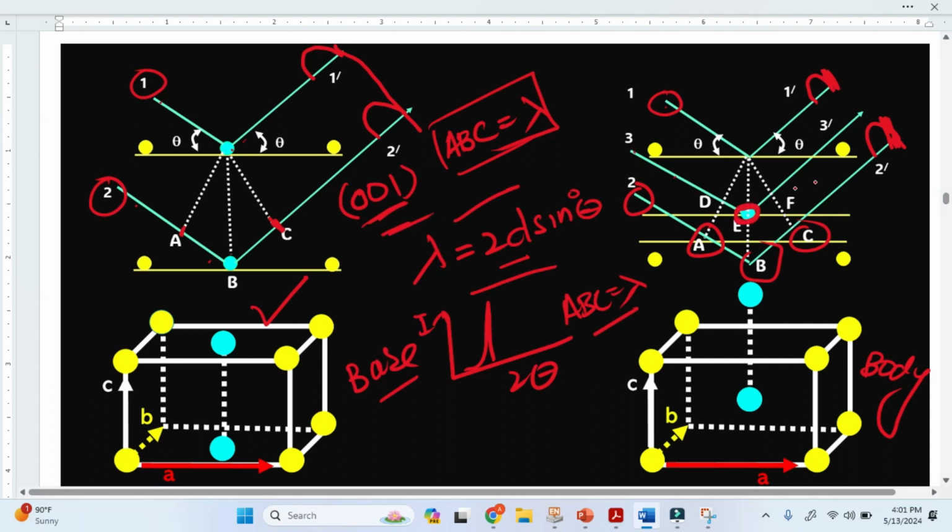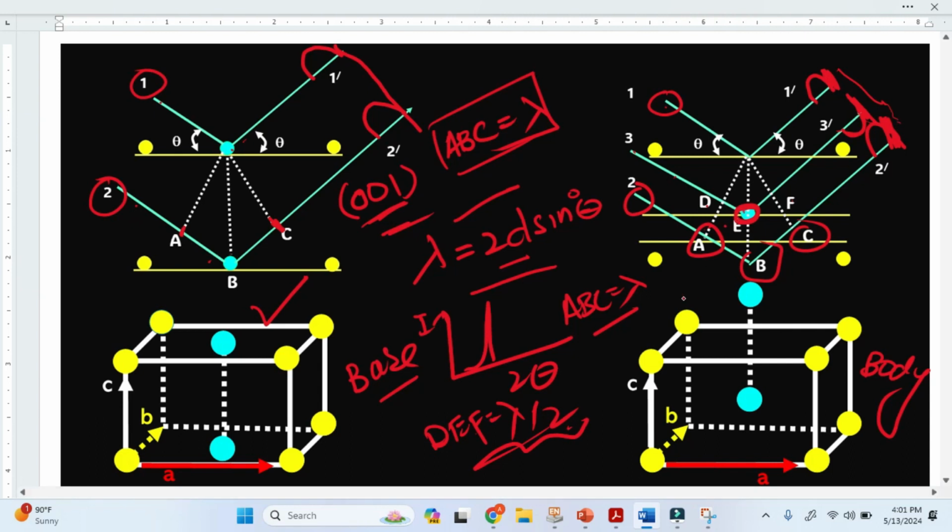But look here, for that particular plane, there is another body atom. When ray 3 strikes the atomic planes, it is out of phase. What is the path difference? The DEF. The DEF is equal to half a wavelength. So we don't get diffraction in this case.